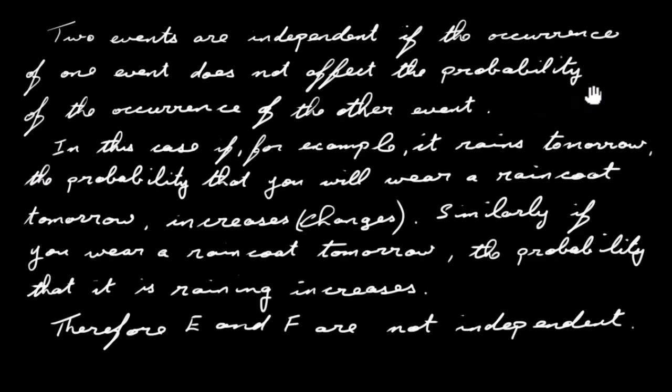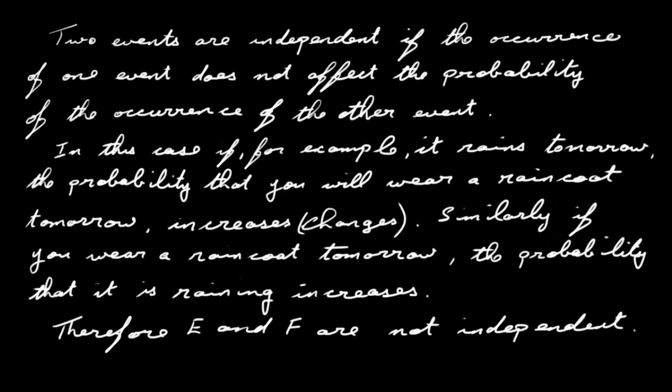Now, we're not talking about causation here. We're not saying that if you wear a raincoat tomorrow, that's going to cause it to rain. That's not what we're talking about. We're talking about probabilities here. So if it rains tomorrow, the probability that you will wear a raincoat will change. So therefore, E and F are not independent. There are other ways of explaining this, but this is just my explanation here. Okay, so that's it for this question.